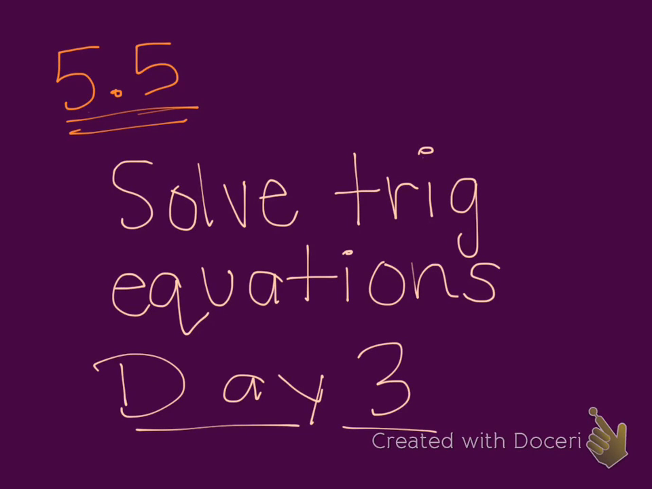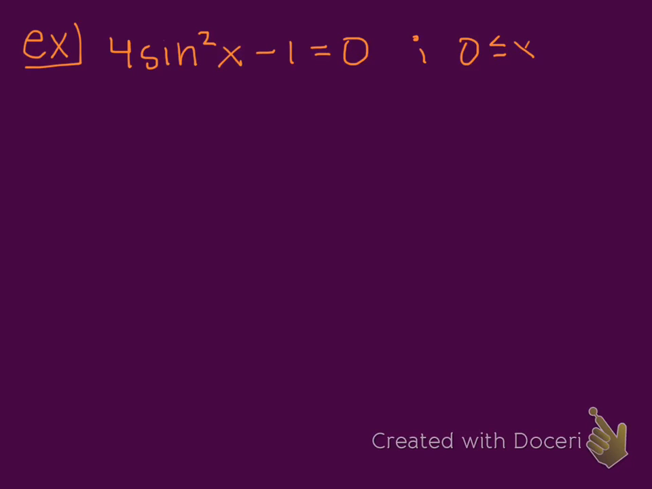Again, we're in section 5.5 and we're on the third day of solving trig equations. So for our first example, our problem is 4 sine squared of x minus 1 is equal to 0. And again, we have this restriction that our solutions have to be between 0 and 2 pi, but not including 2 pi. So to solve this problem, notice I'm not going to factor here because I don't have a trinomial.